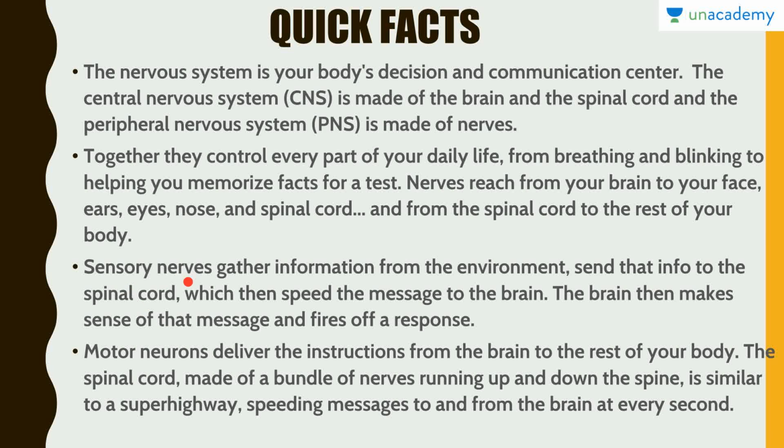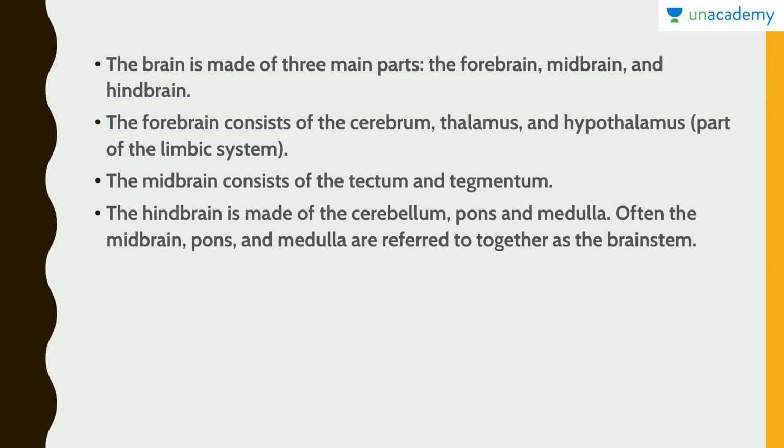Alright, the sensory nerves gather information about the environment and send that info into the spinal cord, which then speeds the message to the brain. The brain then makes sense of that message and fires off a response. So in a nutshell, this is how the neurons work. Then motor neurons deliver the instructions from the brain to the rest of the body. The spinal cord, made of a bundle of nerves running up and down the spine, is similar to a superhighway, speeding messages to and from the brain every second.